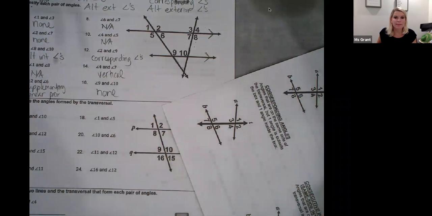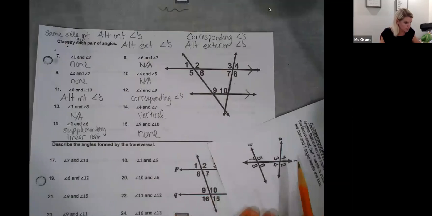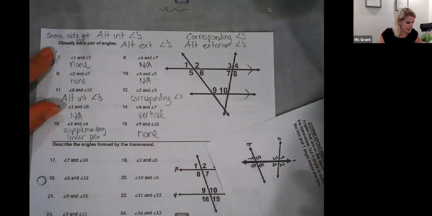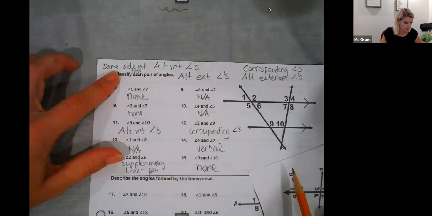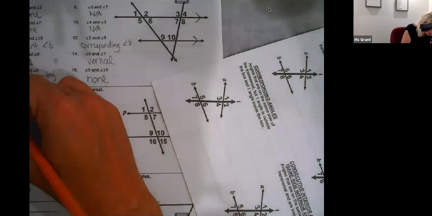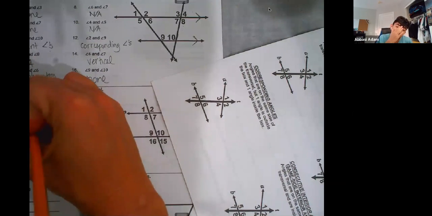Are they the exact same measure, or do they add up to 180? They add up to 180. They do add up to 180. That one was called the same side interior angles right here. I don't know if you can see. They're on the same side and they're on the interior. Same side interior. Good.